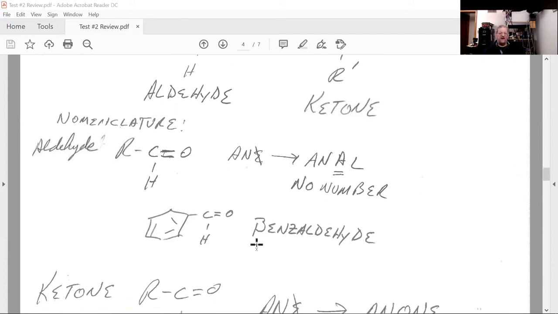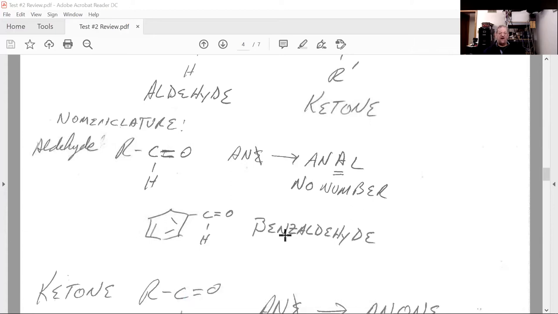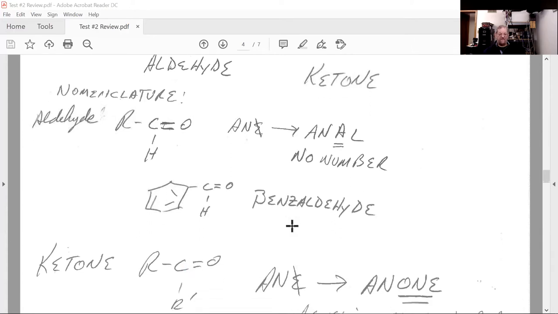Now, once again, IUPAC in their infinite wisdom, I truly mean that, said, oh, this molecule, when R is a benzene ring in an aldehyde, for many eons, it's been called benzaldehyde. And they said, well, we'll make this also an IUPAC name. So you should know, when R is a benzene ring in an aldehyde, carbonyl, hydrogen, R group, it's called benzaldehyde.